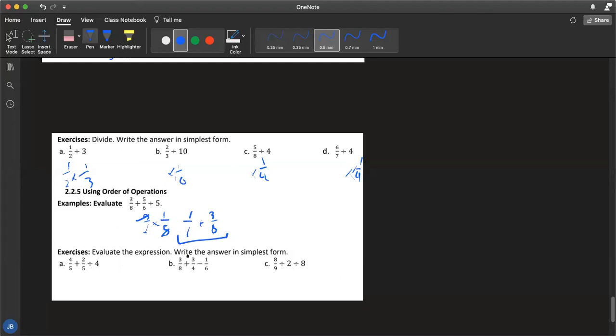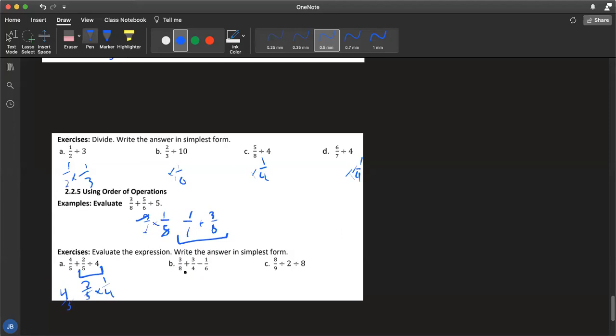So same with these ones. When we're looking down here, evaluate the expression and write in simplest form. 4 plus 5 plus 2 over 5 divided by 4. We still do division first, so 2 over 5 times 1 over 4, then plus 4 over 5. What about this one? What do we have to do here, Nicole?